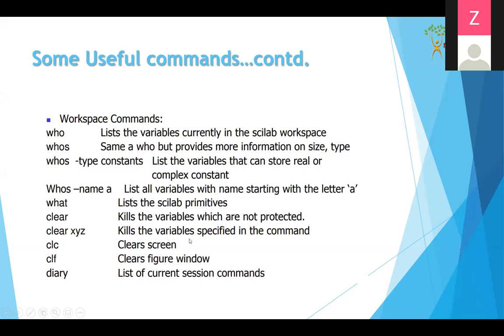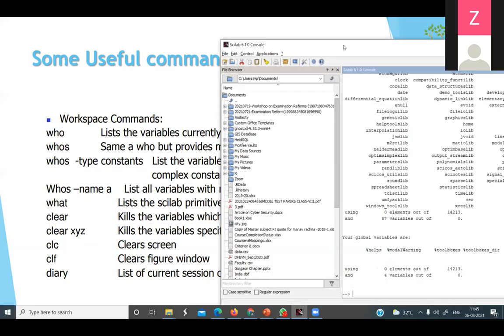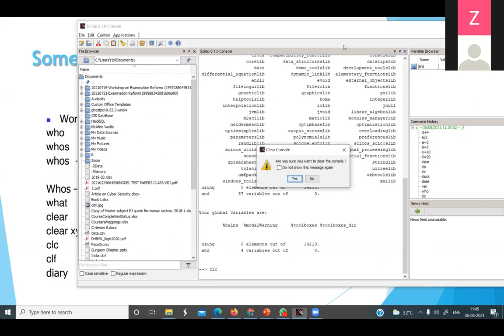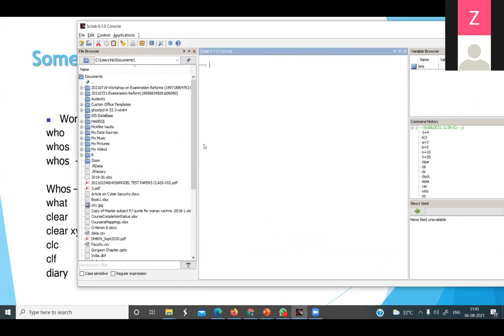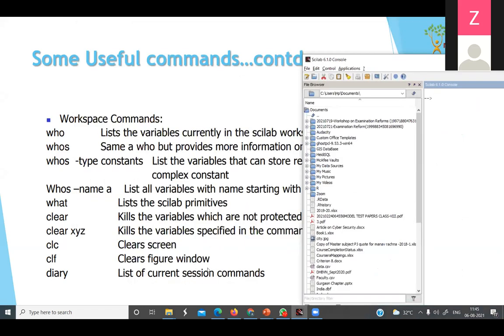Clear XYZ kills these specific variables, XYZ. CLC clears the screen. We'll be using this CLC a number of times. CLF is for clearing the figure window, the chart window, which we will be drawing in the coming slides.